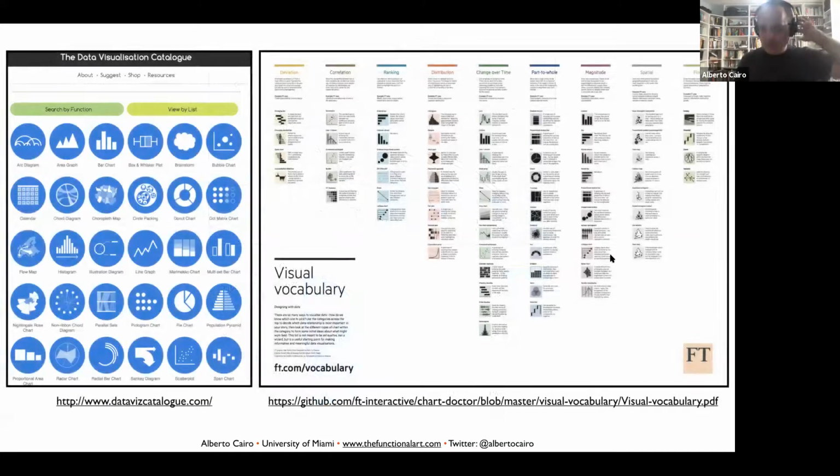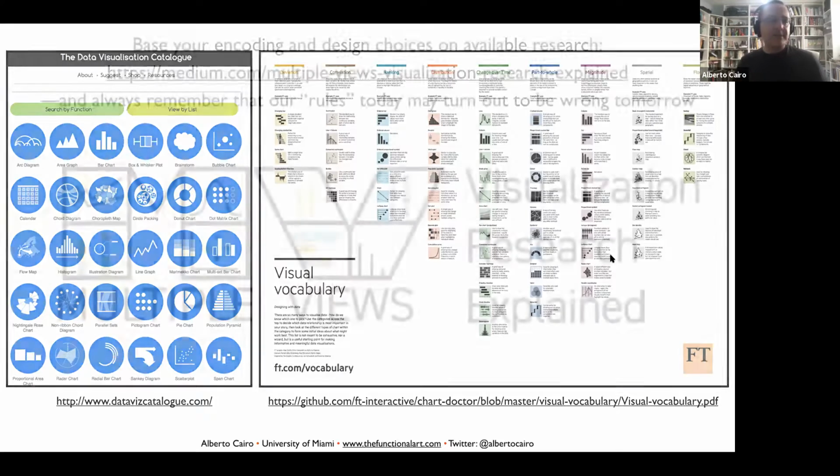I guess that most of you are familiar with resources such as the Data Visualization Catalog or the Financial Times's visual vocabulary posters. These are all great starting points to have these sorts of discussions as to whether we should represent the data in one way or in another way. But there are many other resources.